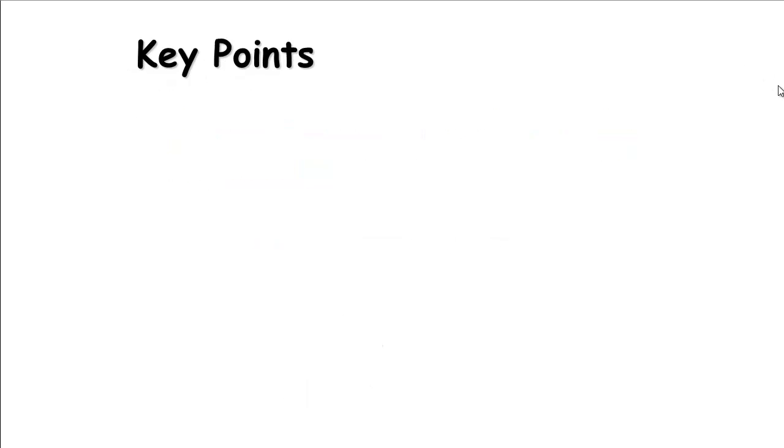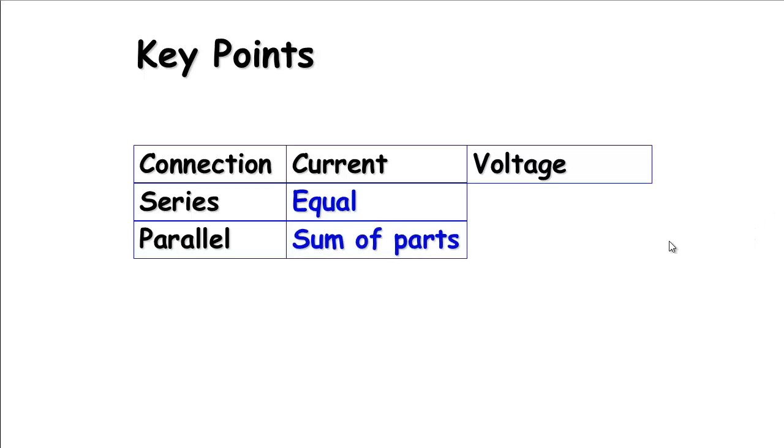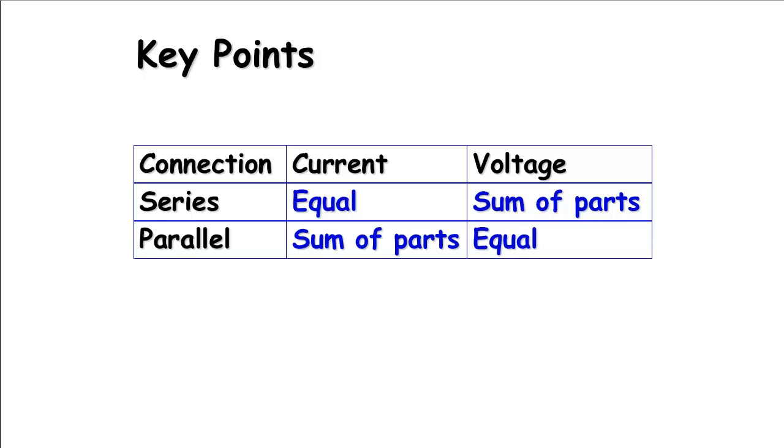So the key points really today are for series, that the current must be equal. If we go to parallel, the current will break up into the sum of the parts. For voltage, it's the opposite. When it's in series, the sum of the parts will add to the power supply, and when they're in parallel, those voltages must be equal. If we can remember that, that will set you up really well for this topic, but also as a good foundation for Unit 3.